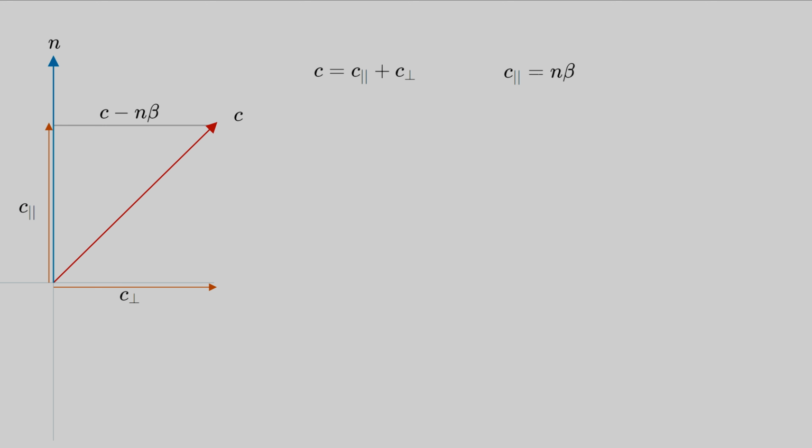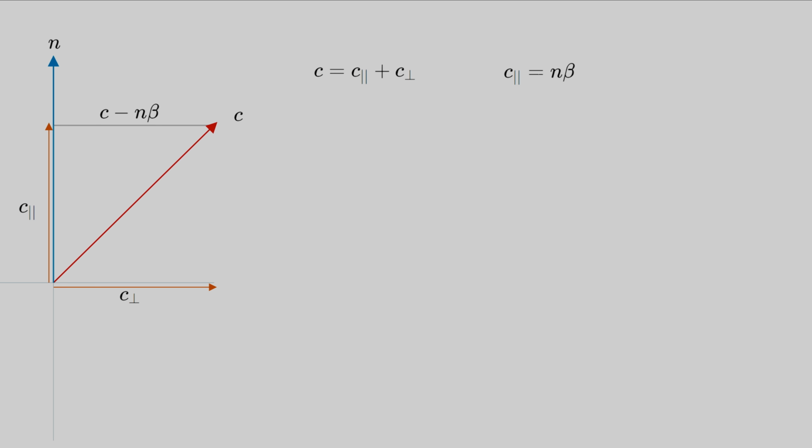Next, we need to find the perpendicular component. Considering we now have a parallel component n beta, whatever remains must be C minus n beta. This is our candidate perpendicular vector. At this point, we don't know beta. Therefore, we don't know if this vector is actually perpendicular.